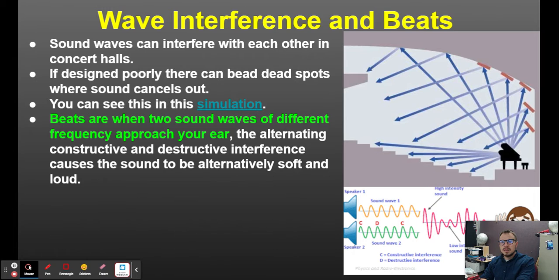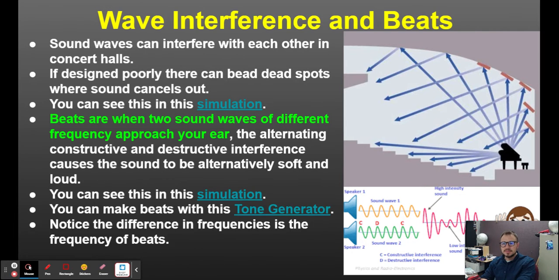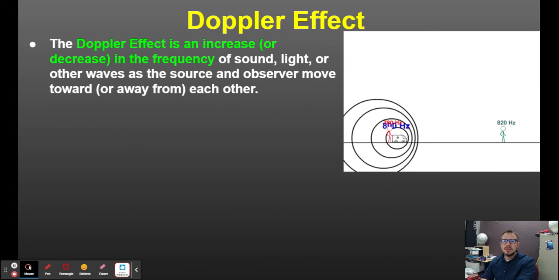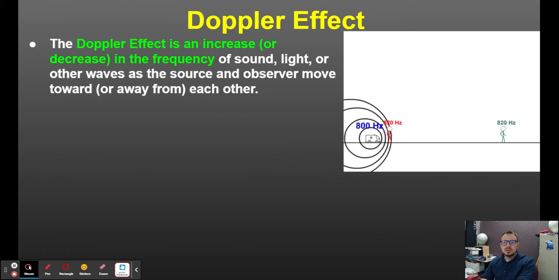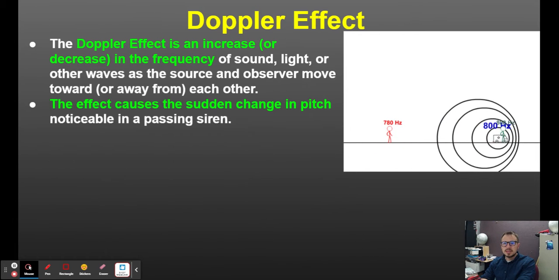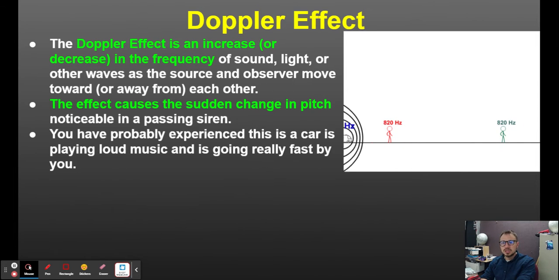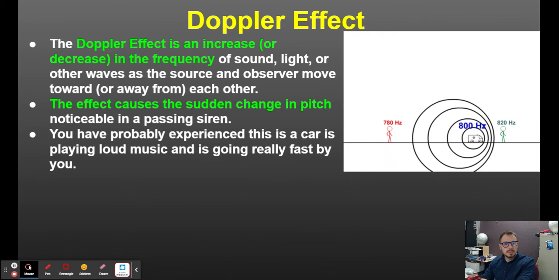So beats are when two sound waves of different frequencies approach your ear. The Doppler effect is an increase or decrease in the frequency of sound, light, or other waves as the source or observer moves toward or away from the object. This effect causes a sudden change in pitch.